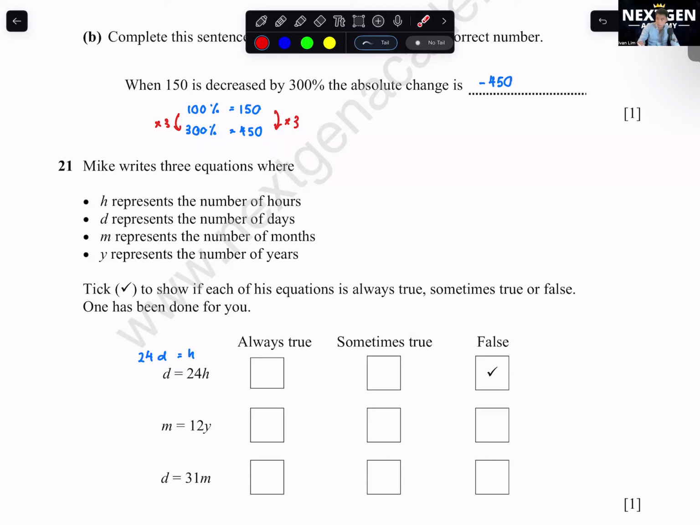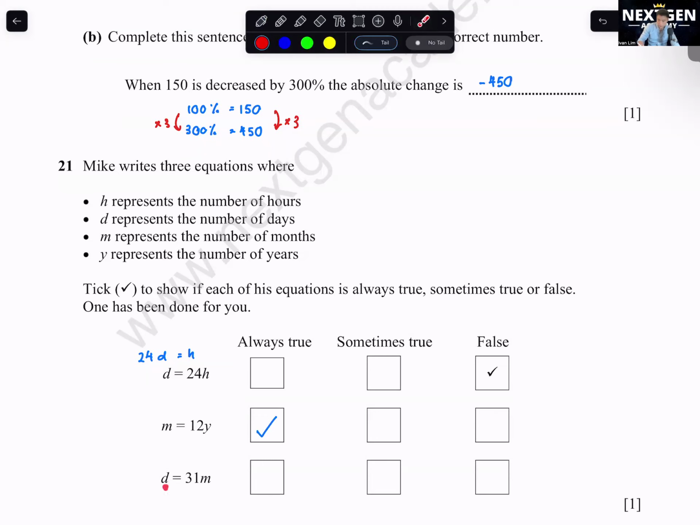Okay, M equals 12Y. What does this mean? Months equals 12 times years. Is this correct? Yes, right? It's always true. Every year there are always 12 months, so we take 12 times the number of years. That is the total number of months. So this one is always true.